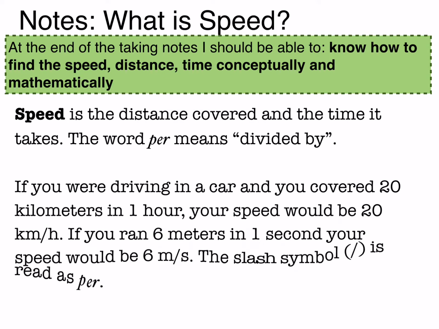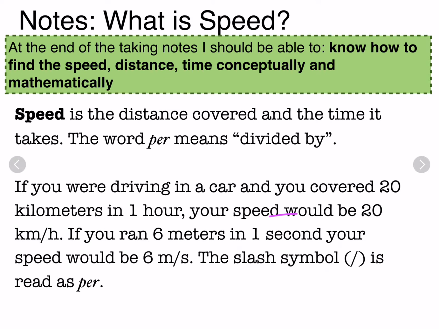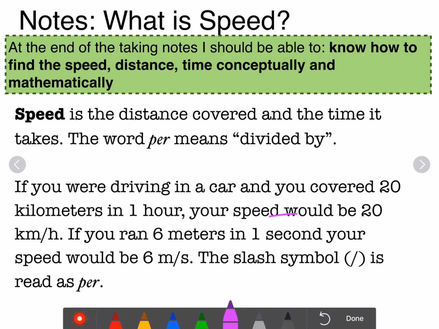Speed. I want to be able to do some notes. Speed is the distance covered and the time it takes. The word per is divided by. So when we end up seeing miles per hour, we're actually looking at the miles divided by the time that you're moving. I always think about it, obviously, with a car. We drive in cars, or we drive in buses, or we drive in something every single day. So we get that conceptually.